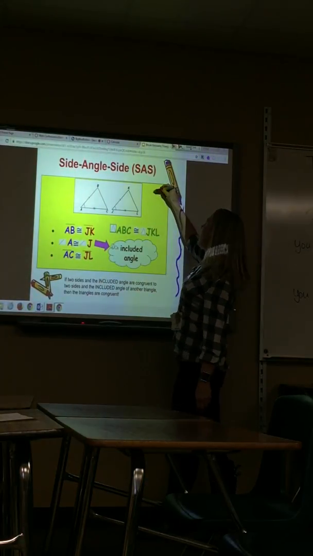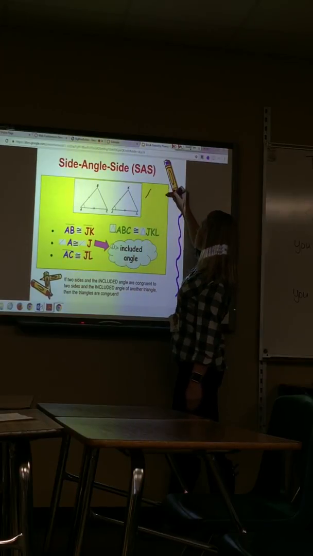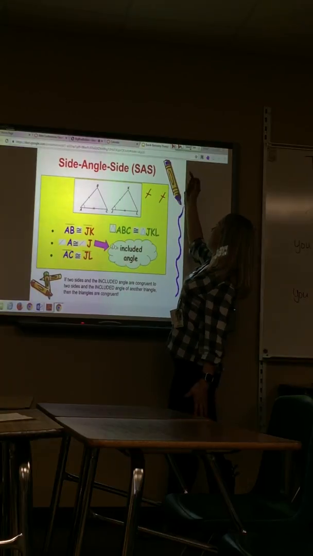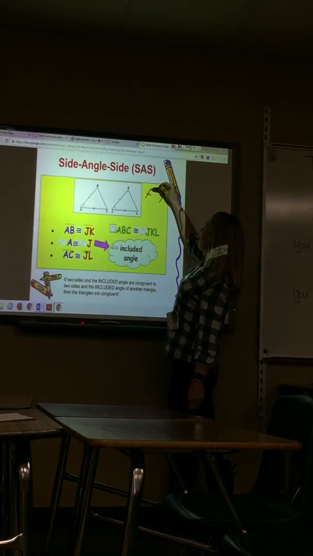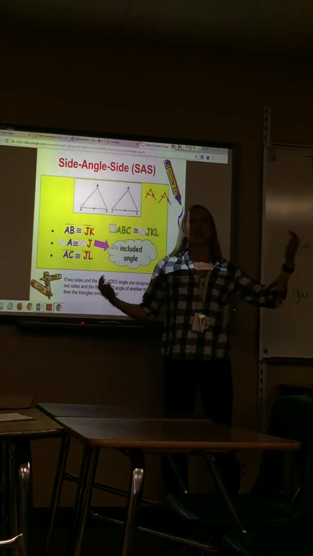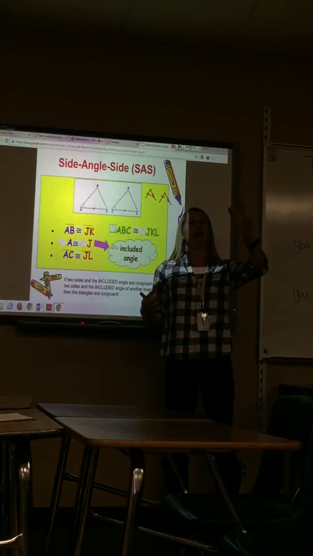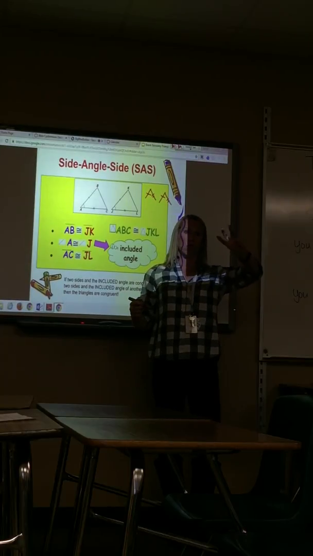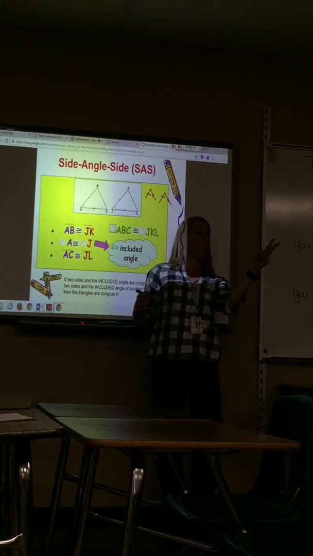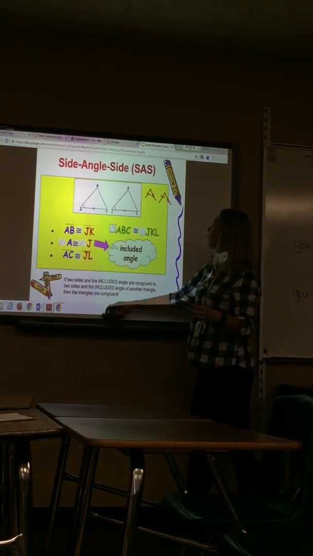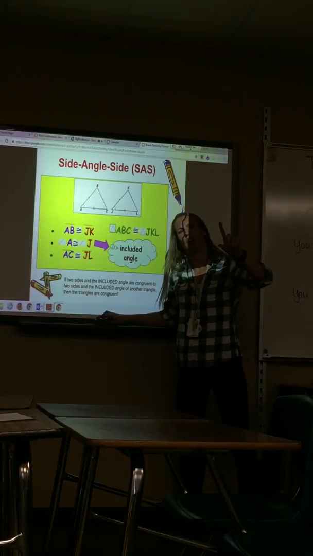I could say this side is congruent to this side. Hang on, let me try to draw something. This side is congruent to this side, but not necessarily would that third side have to be congruent. You have to have 3 pieces of information in order to prove triangles are congruent. 2 pieces of information is not enough. I'll try to find something and I'll show you.